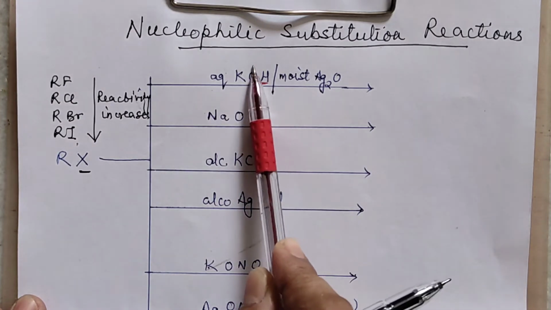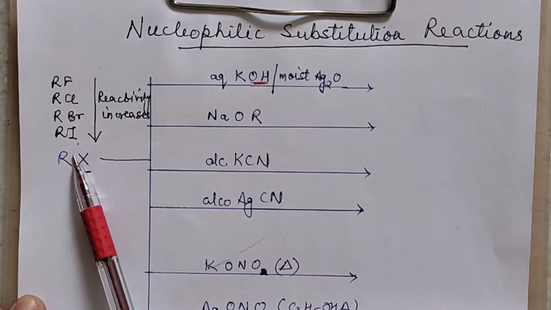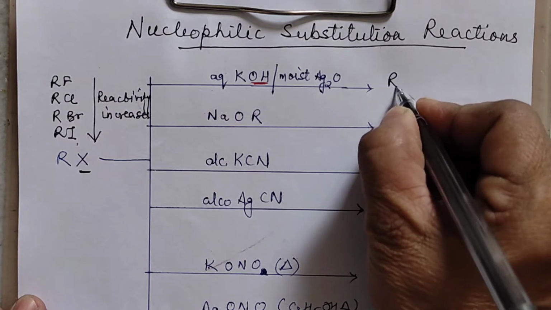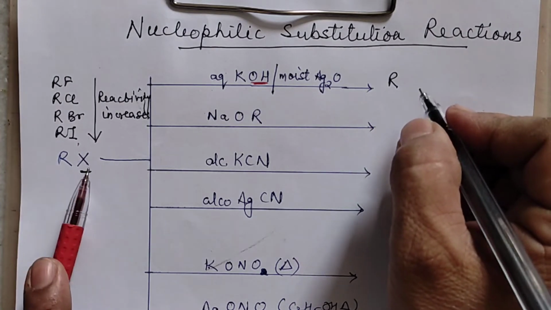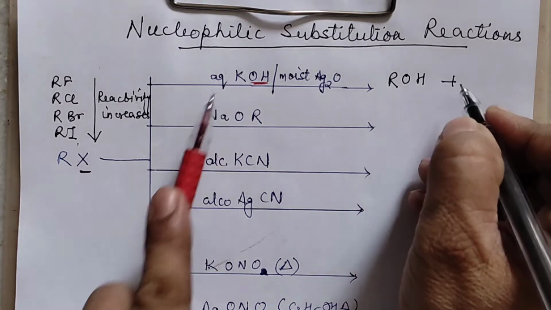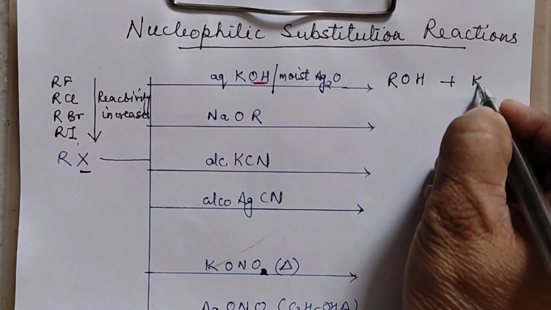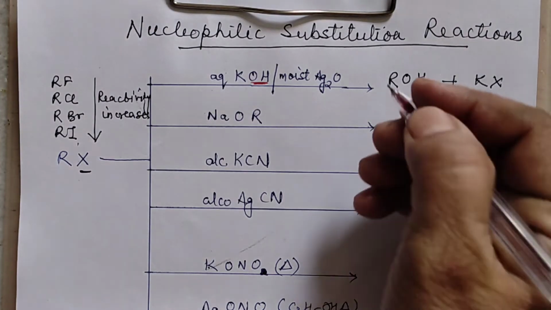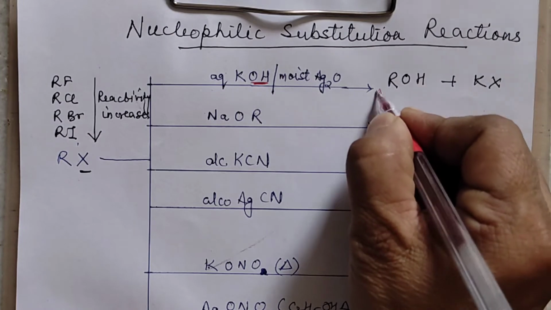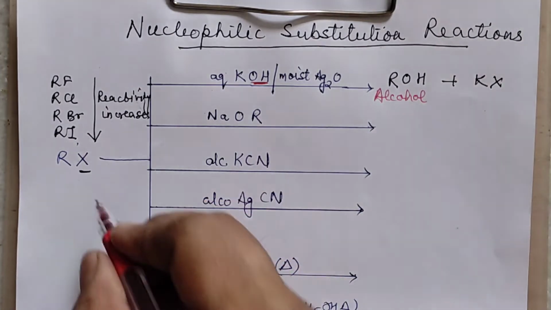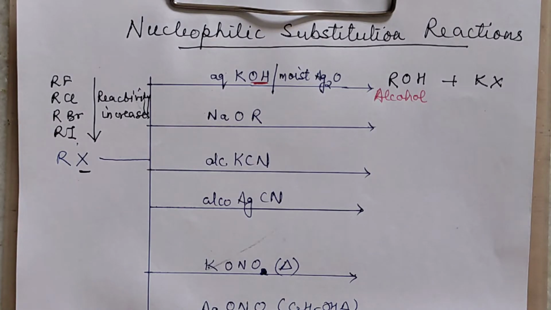That means this OH minus will take the place of X. So what product will you get? You will get R, and instead of this X you will write OH, plus K and X, which you will write as KX. That means in this reaction we prepared alcohol. So we are able to prepare alcohol from alkyl halide.